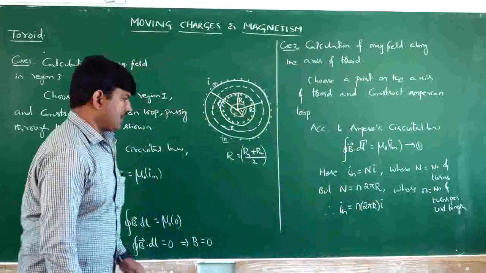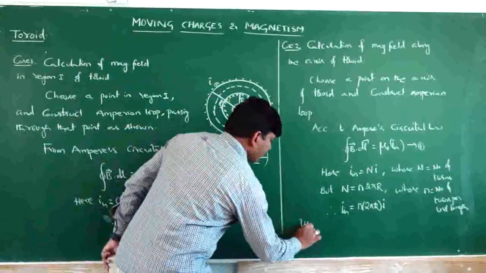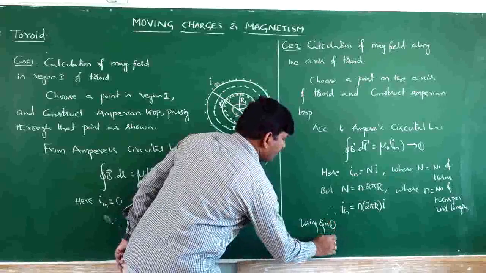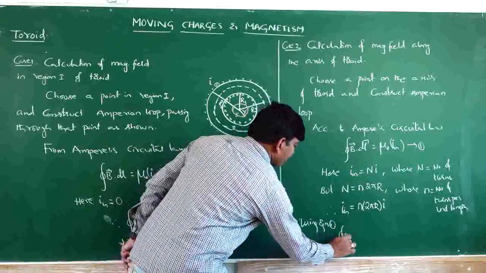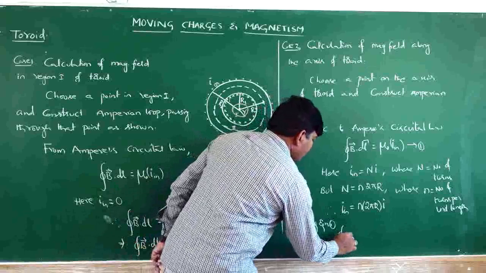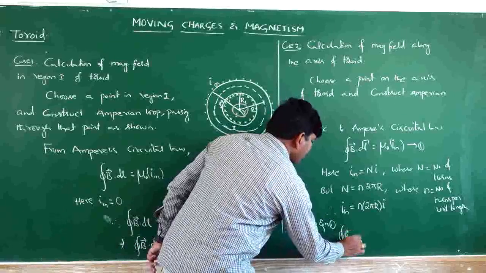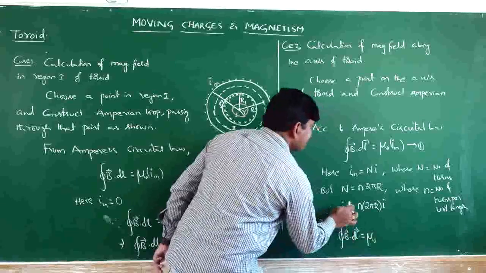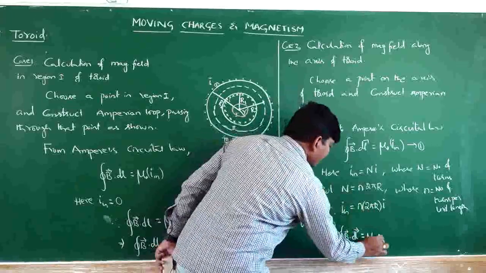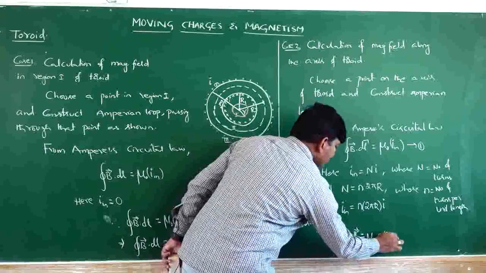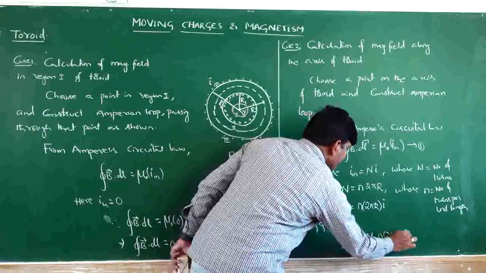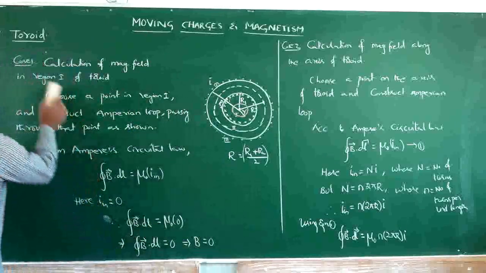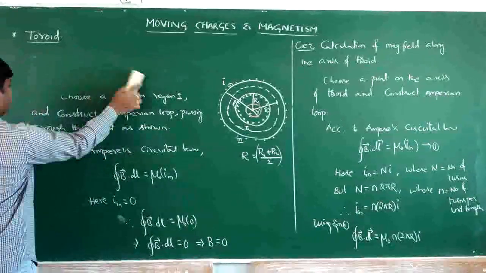Now, using equation 1, what can I say? The closed integral of B bar dot dl bar is equal to mu naught into I inside. I inside means what we have here, small n into 2 pi capital R into I. Shall I take it like this? Now, what is that value?